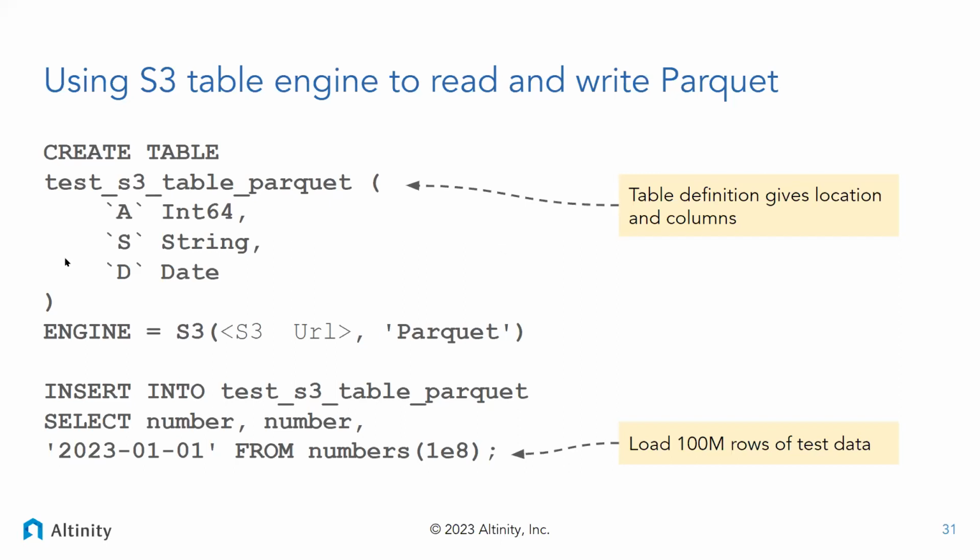And this would basically, in the current implementation of the S3 table engine, take these rows and create one fat Parquet file. There is limited support for partitioning, but basically this is a very simple-minded use of read and write of Parquet through this engine.